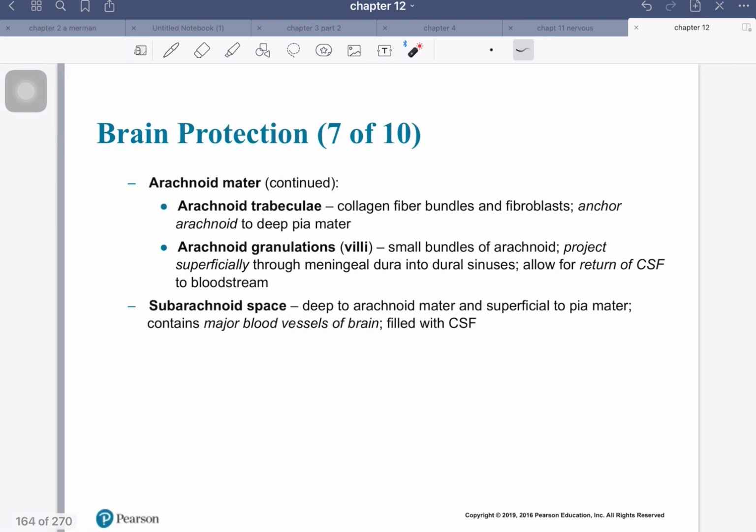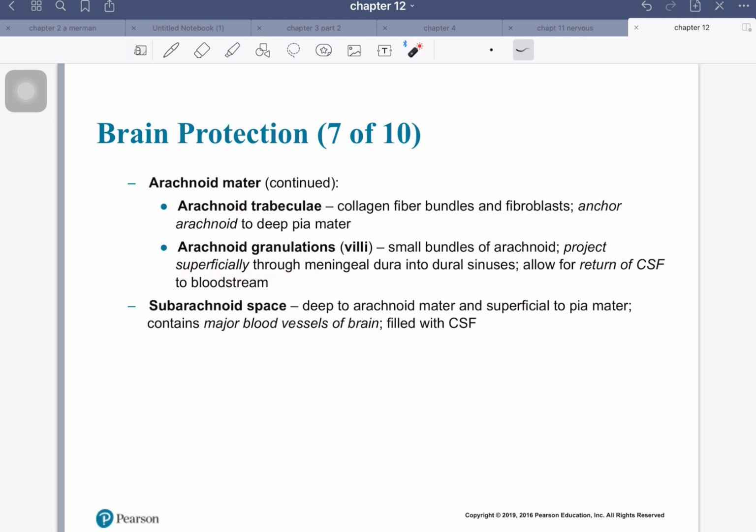Now, associated with this, we have the arachnoid trabeculae, and these are little collagen fiber bundles and fibroblasts, and they help to hold in place or anchor the arachnoid to the deep pia mater. Also associated with the arachnoid, we have these things called arachnoid granulations, also known as the arachnoid villi. And these are little bundles of the arachnoid that actually poke through or project superficially through the dura mater into the dural sinuses.